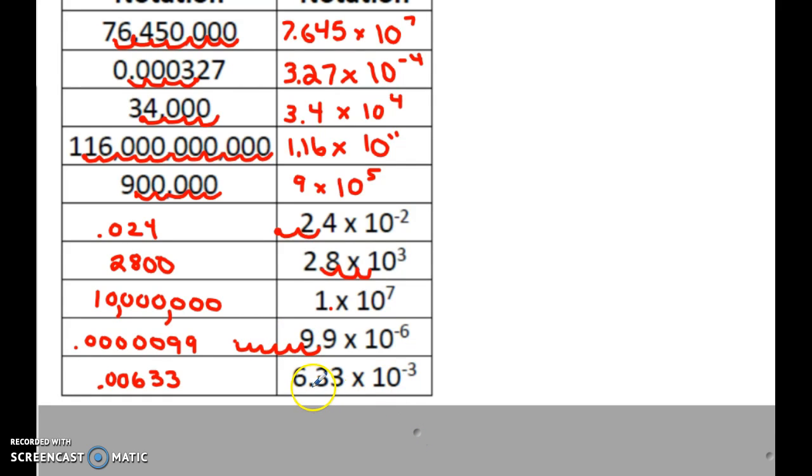And for the last one, we have to move it 3 places to the left because of the negative exponent. You get a lot of decimals down here on this one to practice with. So tape your notes into your book. If you have questions for me, let me know.